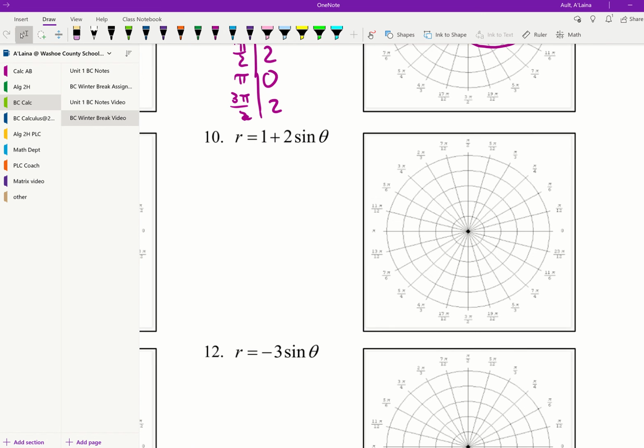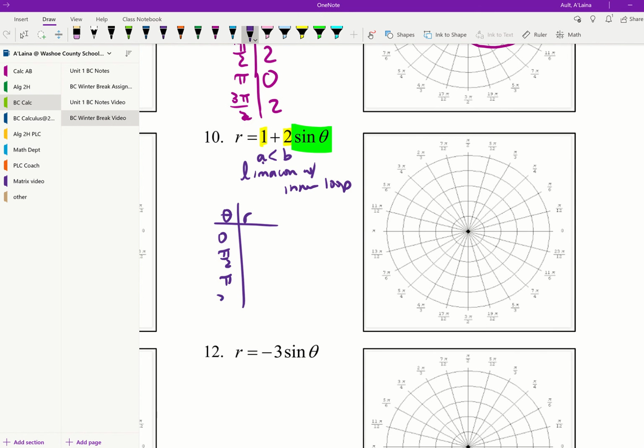Okay, this next one, A is smaller than B, which tells me I can get into negative values. So this is another limaçon with a loop. And because this is a sine function, this is going to be symmetrical around the y-axis. And because it's a plus, it's going to be around the positive side of the y-axis.